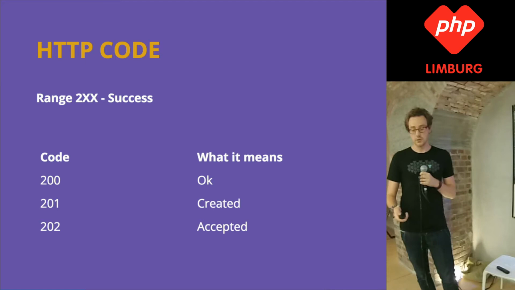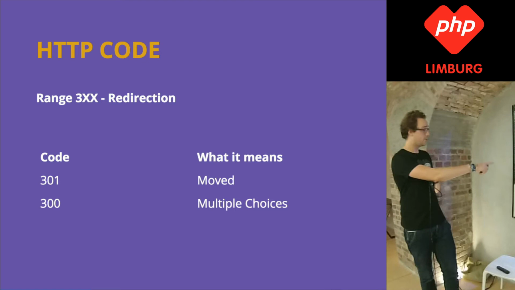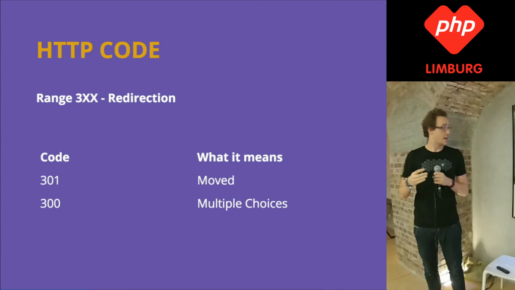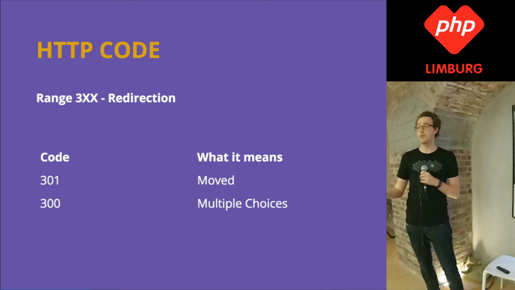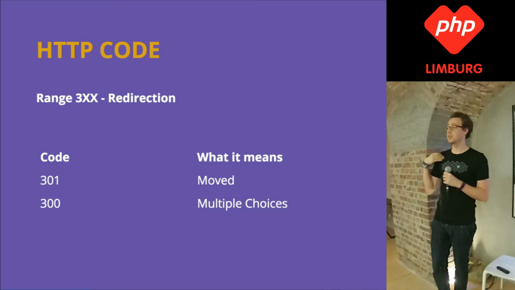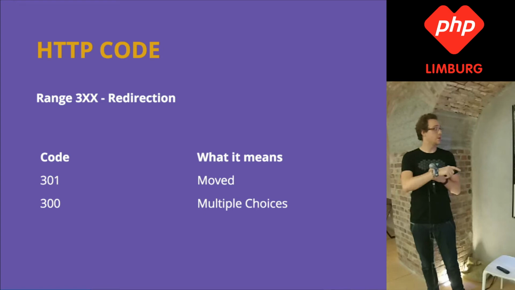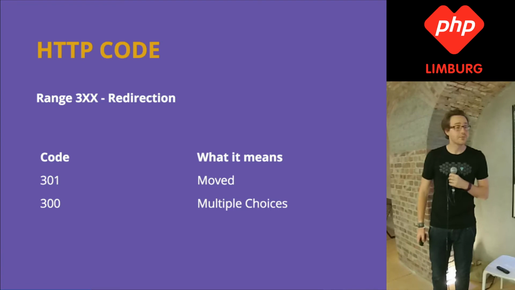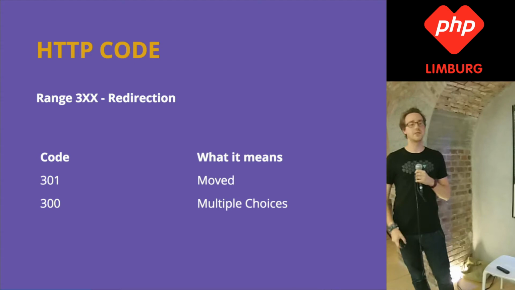So cool. Then you have the 300 range, the redirections. Here, the fun one is the 300 Multiple Choices. For example, if you have slash videos slash funny cat video 4, and you offer it in a few formats, for example, AVI, MP4, those kind of things, then you can send the default one, the one you would like to send by default, for example, the MP4, with a 300 with multiple choices, and a location header where you can find the other extensions. Can be handy. How would that location header look? Location, and then the multiple choices. You can comma separate them, or that's kind of up to you.